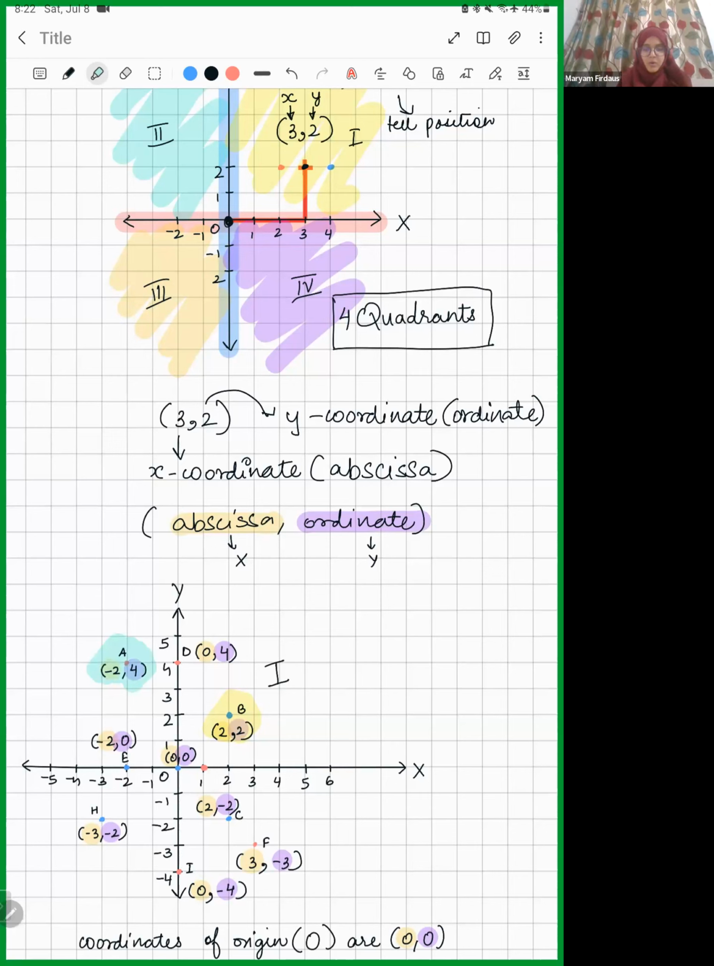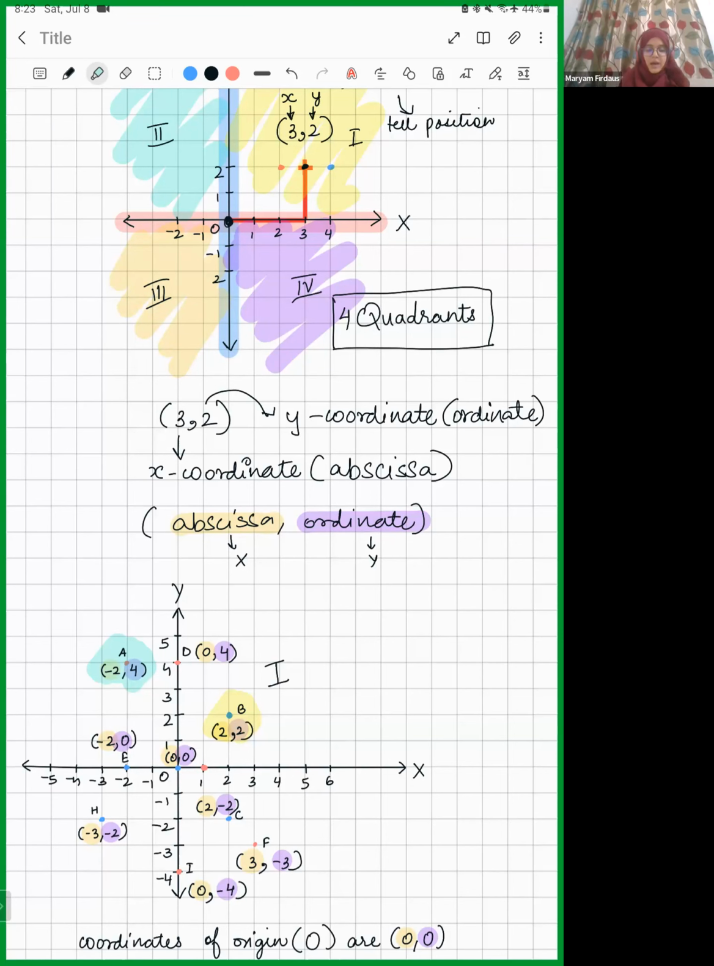So wait, question. Then where does E lie? E doesn't lie in any quadrant. If anyone asks you which quadrant this point lies in, you will say it lies on the x-axis. The axis is not a part of any quadrant. So if anyone asks you where the point E lies, the point E lies on the x-axis. That's it.